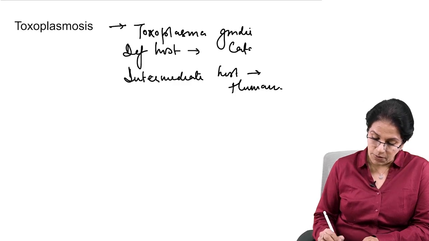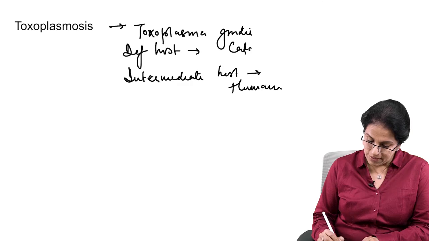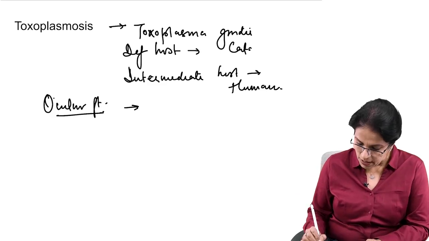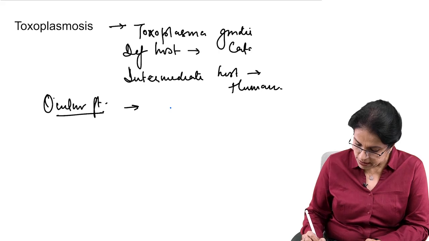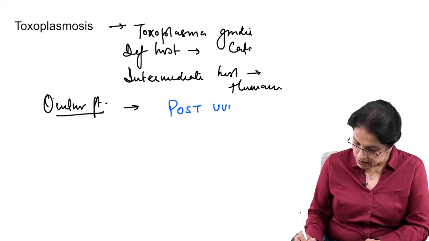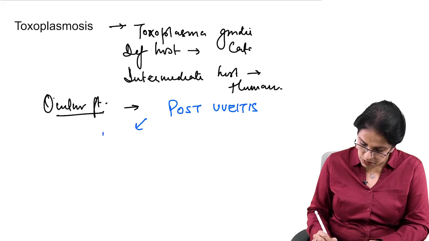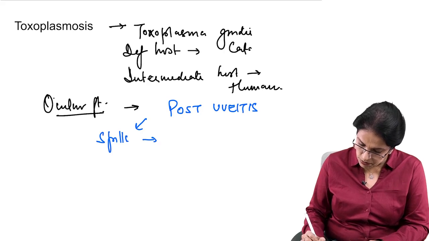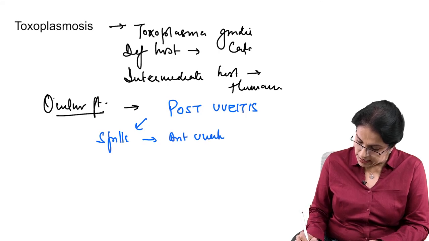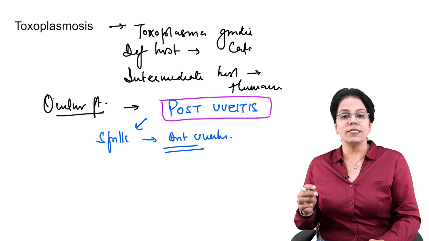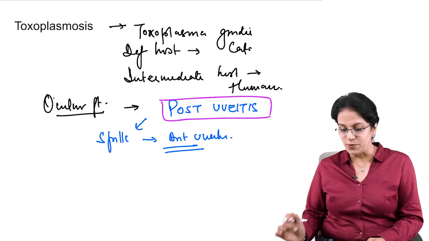Anyway, then we talk about the ocular feature. What does it cause in the eye? Talking about the ocular features, mainly it is posterior uveitis. The anterior uveal involvement is only a spill. This spills into anterior uvea and that can lead to anterior uveitis. May lead to this, but mainly it is posterior uveitis. Now, what is typical about this posterior uveitis due to toxoplasmosis? Intense vitritis.